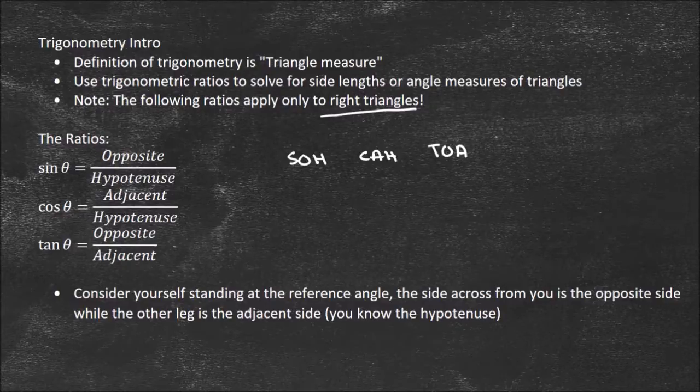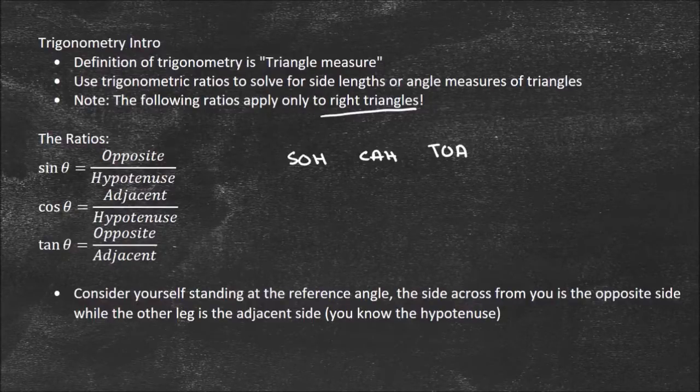And also here, consider yourself standing at the reference angle. So the side across from you would be the opposite, and the other side would be the adjacent. So kind of the side that's next to you. You know the hypotenuse, so the best way for me to figure out the adjacent is it's not opposite me and it's not the hypotenuse. That must be the adjacent side.